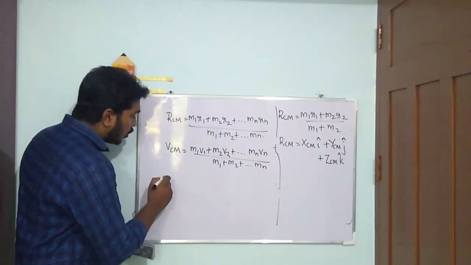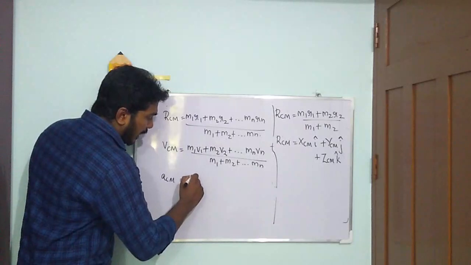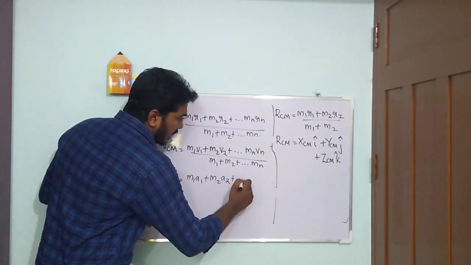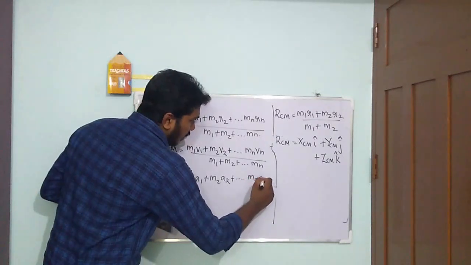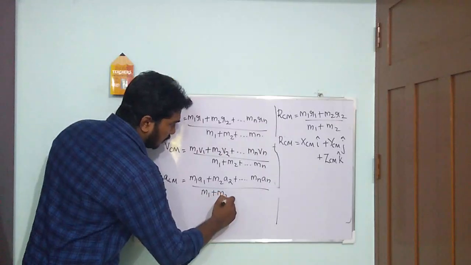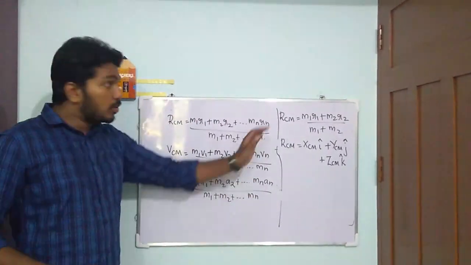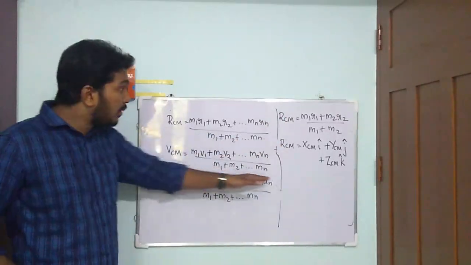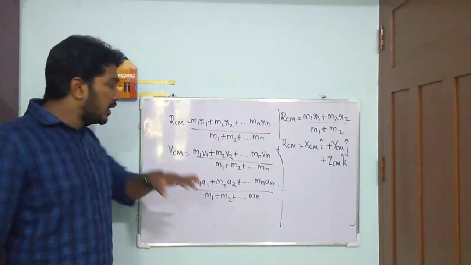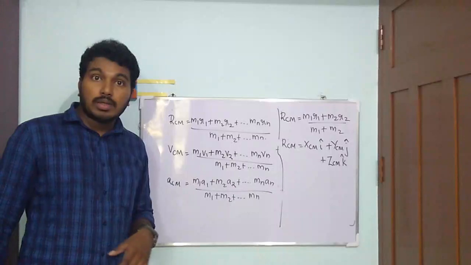Okay. Now moving on to the acceleration of the center of mass. ACM is equal to m1a1 plus m2a2 plus etc. till mn an divided by m1 plus m2 plus etc. till mn. So we have specified the position of the center of mass of a two-particle system and that for an n-particle system. Now, since we have written ACM here, we can also apply Newton's second law, right?